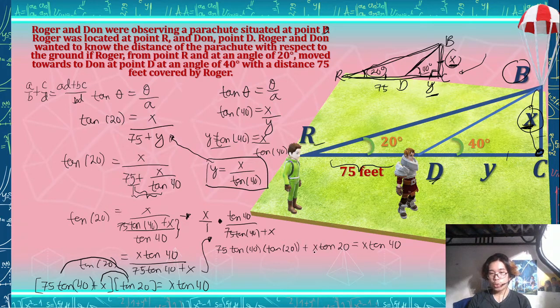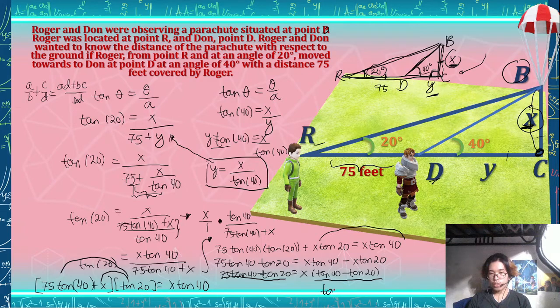And then since we have two like terms here, x tangent 20 and x tangent 40, we can transfer x tangent 20 to the other side. So that's going to give us 75 tangent 40 tangent 20 is equal to x tangent 40 minus x tangent 20. Now for this problem, we can factor out the x because that's the variable that we want to solve for. So that's x times tangent 40 minus tangent 20, and that's equal to this part, 75 tangent 40 tangent 20. To solve for the value of x, we just have to divide both sides by tangent 40 minus tangent 20 for this one.